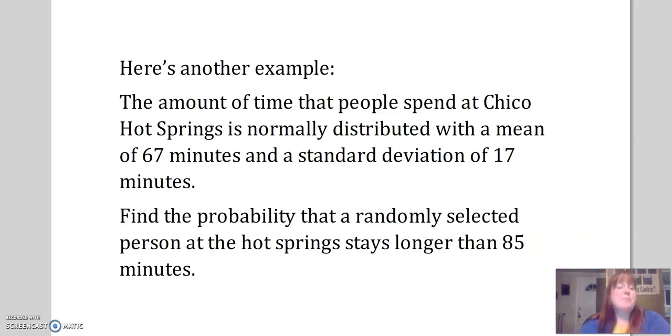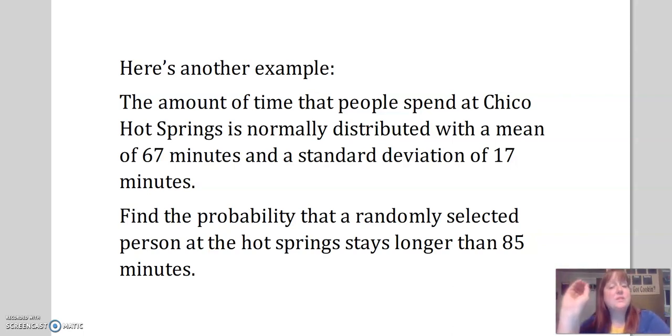Let's look at another example of finding the area under the curve, finding what percent of people are in a certain part of a normal curve. So we're dreaming about Chico Hot Springs because we're all quarantined still and cannot go there. So we're going to think about it.